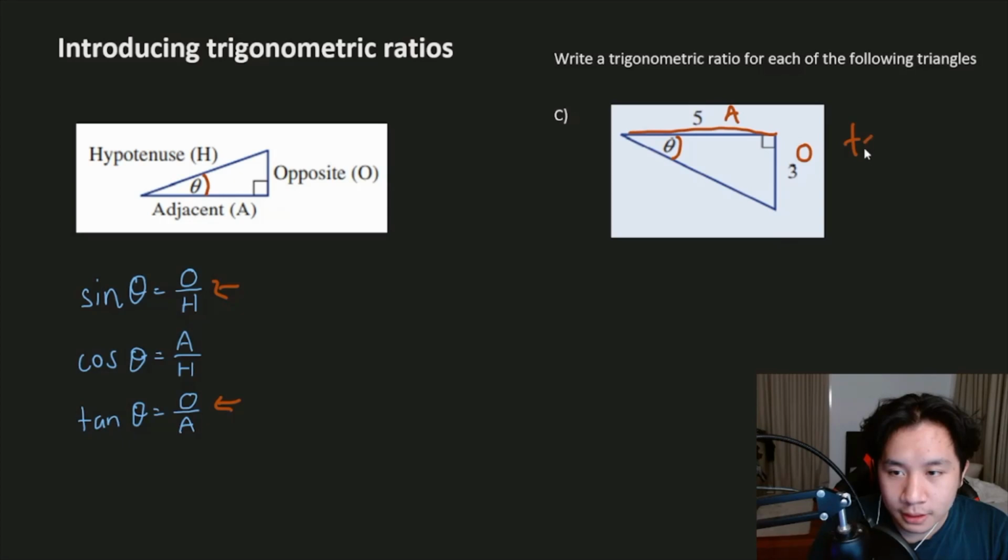So I can write this as tan theta is equal to, here it tells you to write the opposite first. So you write 3 over hypotenuse. Sorry, not hypotenuse, adjacent, which is 5. And yeah, that's your introduction to trig ratios.